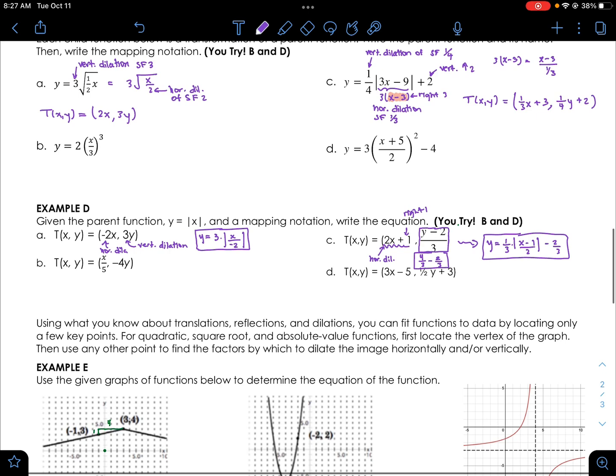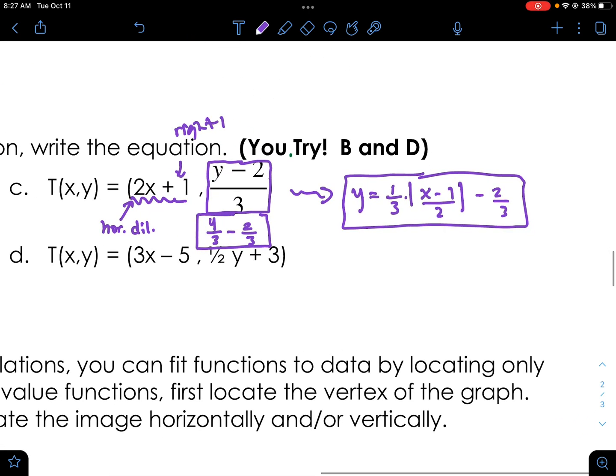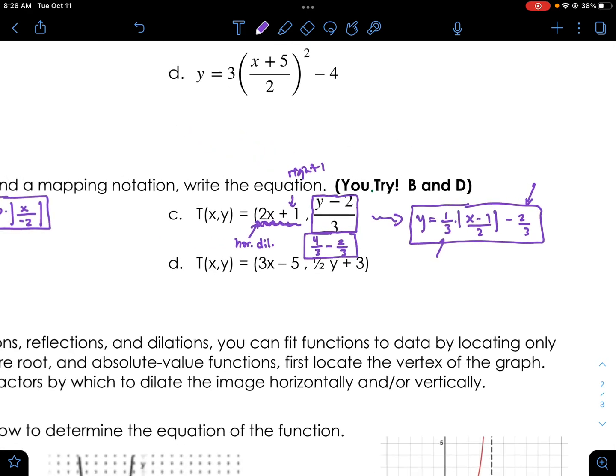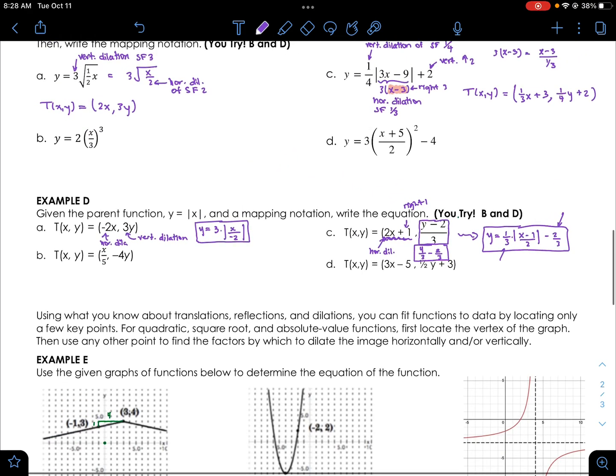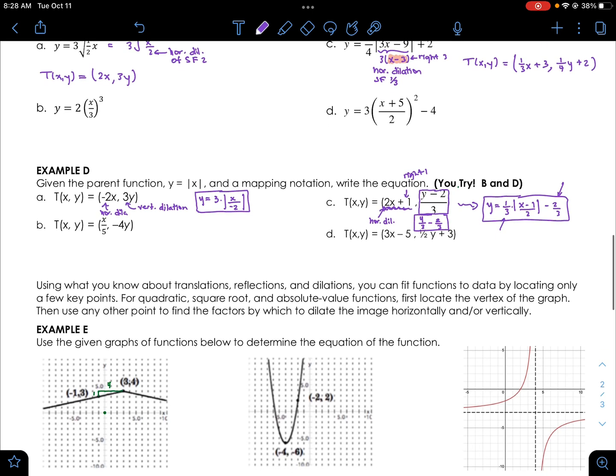So again, what you're doing is you are taking your transformations to your x and writing them inside the absolute value brackets. Then you're taking your y values, what's happening to your y values, the vertical dilation and the vertical shift, and you are adding or subtracting the translation there and multiplying by the dilation outside. So you try B and D and then check your answers on the guided notes.